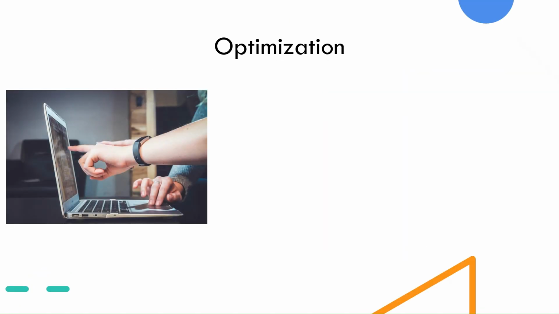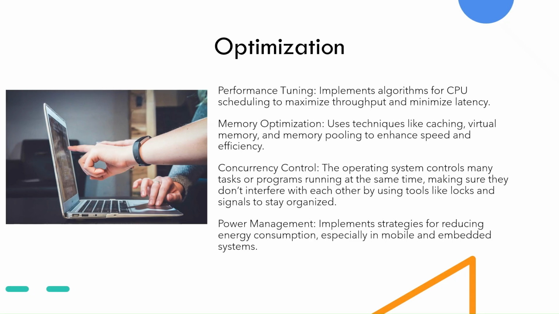Optimization. The operating system improves performance by managing how tasks are scheduled, speeding up memory use, and making input-output work better. It also controls multiple tasks running at once to prevent conflicts and help save power, especially in mobile devices.